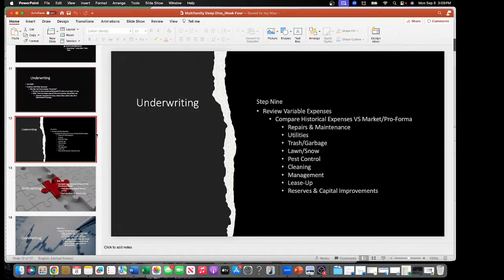Once you've done that, again, like I said, these are some of the variable expenses you have: repairs and maintenance, utilities, trash and garbage, lawn care, snow removal, also called property maintenance, pest control, cleaning, management, lease up, reserves, and capital improvements. All these are things that you can control, or the previous owner could control as well. You may have your own trash service, maybe cheaper lawn care, snow removal, pest control, cleaning, up to you. So these are all things that you can control a lot more of.